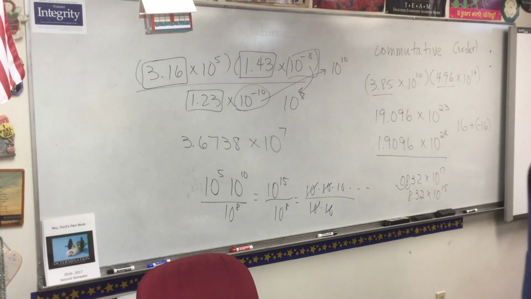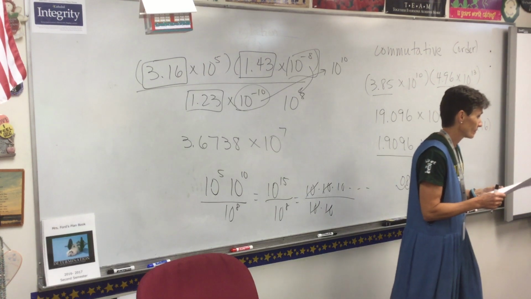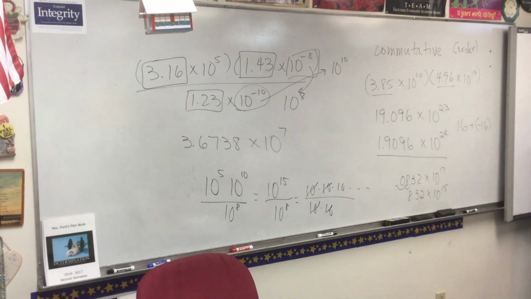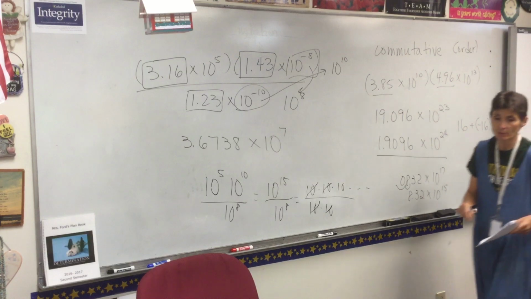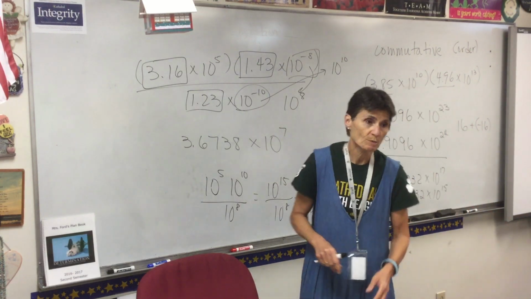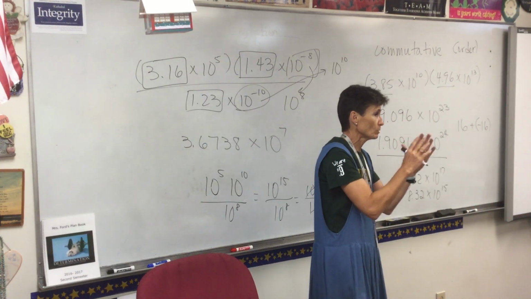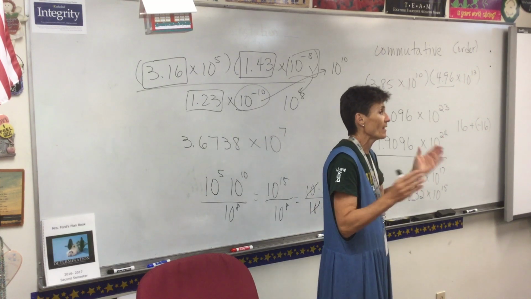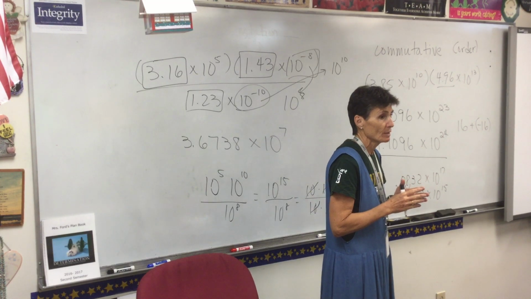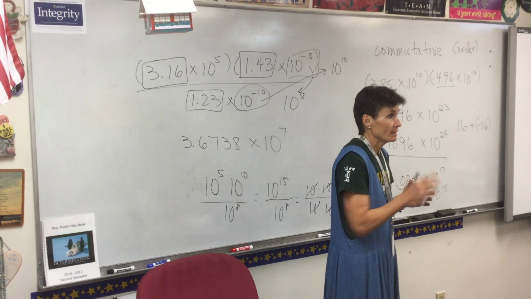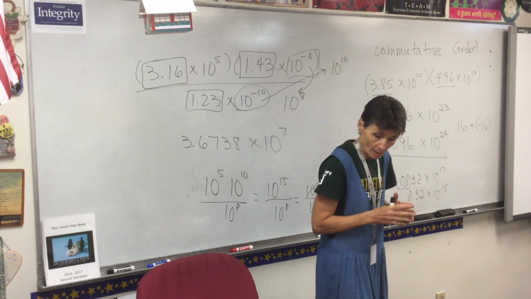And H. What's H? That's your distributive property. Gang, remember that the distributive property works both ways. You can either multiply it through or factor it out. That's the distributive property. Okay?